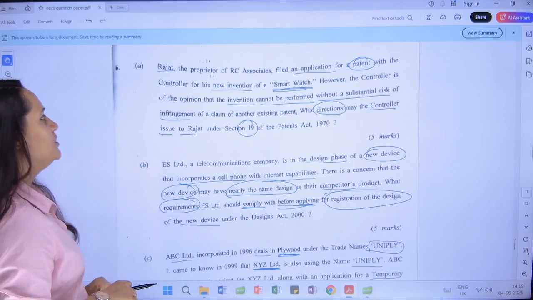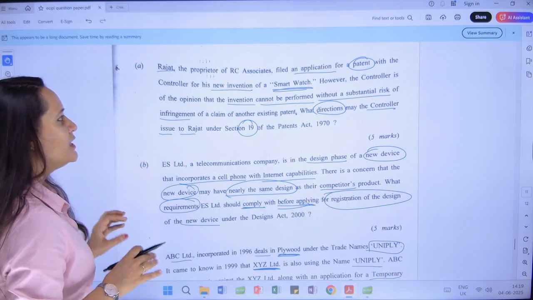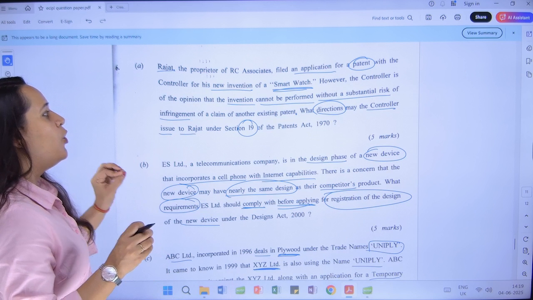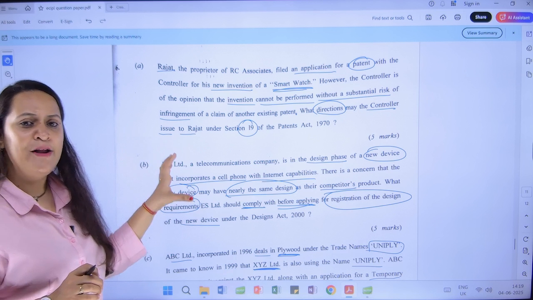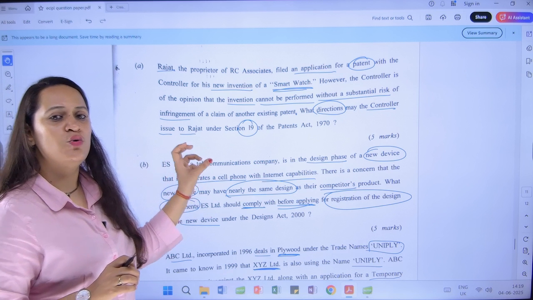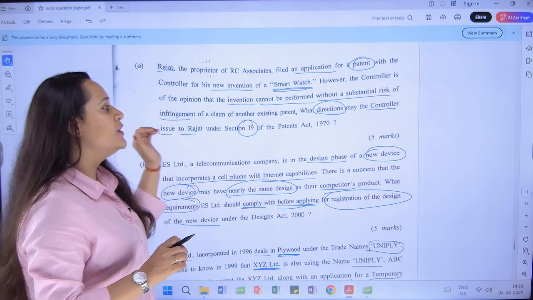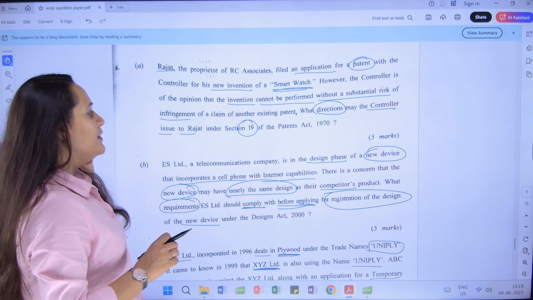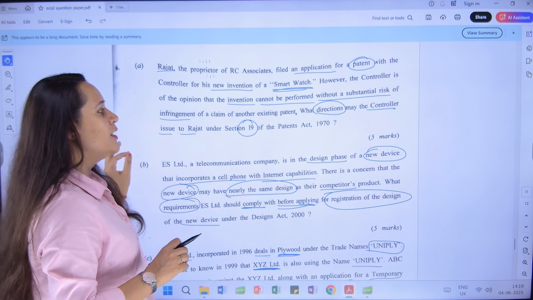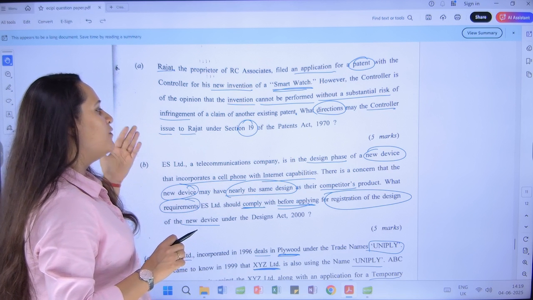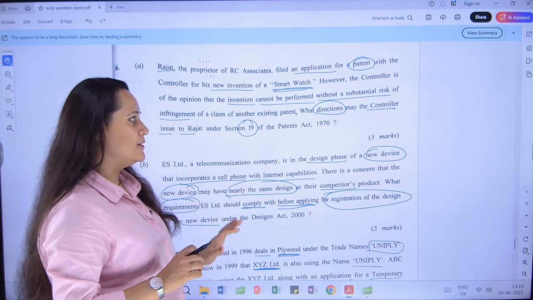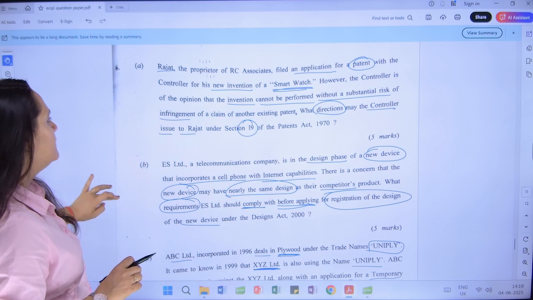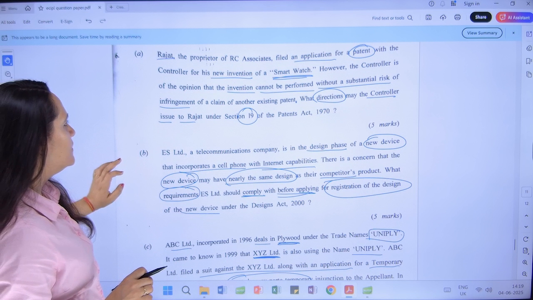Coming to the next question. Rajat is a proprietor. He has filed an application for patent of a smartwatch which he claims to be a new invention, but the design of his product is already similar to an existing product. So they want you to tell in this given scenario how the controller will issue any kind of direction to Rajat under section 19 of the Patents Act. Okay, that is what they are saying.